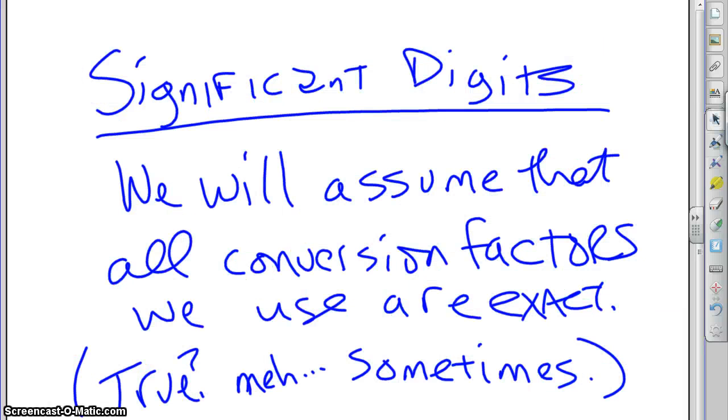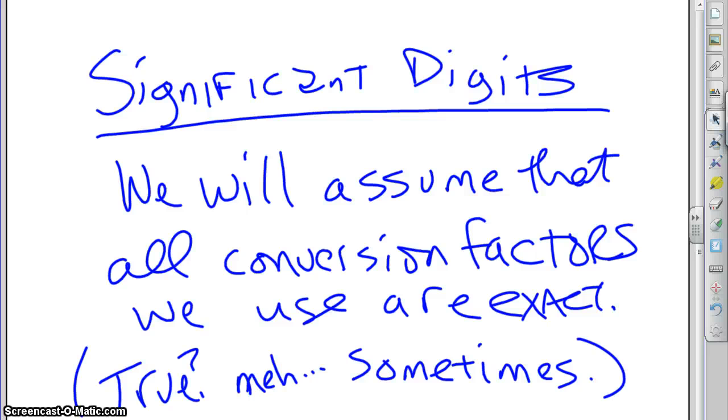One thing that we're going to assume is that all conversion factors that we use are exact. In other words, they're infinitely precise. That there is exactly 1 foot in exactly 12 inches. So we could just as easily have written 1.00000 with an infinite number of zeros after it equals 12.0000000 with an infinite number of zeros after it inches. And so that is actually true. That is an exact measurement.